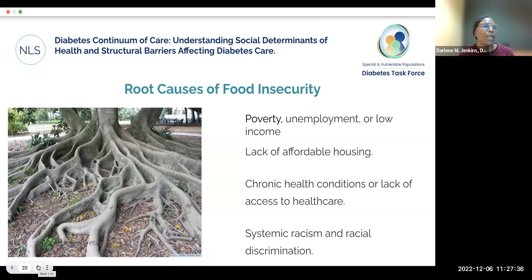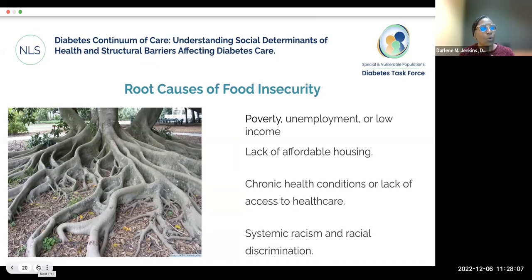We want to understand that, as was mentioned before, poverty, where Cindy showed the relationship between poverty as well as the high incidence of diabetes. Poverty, unemployment, low income, and underemployment make one more susceptible to being food insecure. Also the lack of affordable housing, chronic health conditions, and lack of access to health care. Research has found that individuals who have access to health care seem to also have better access to food.